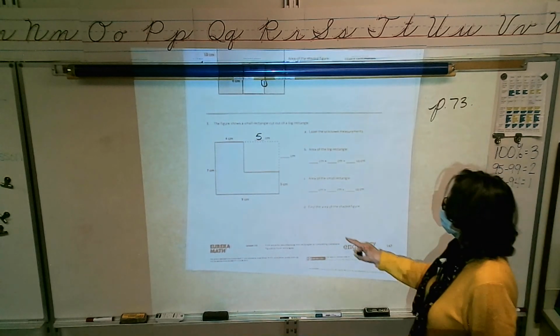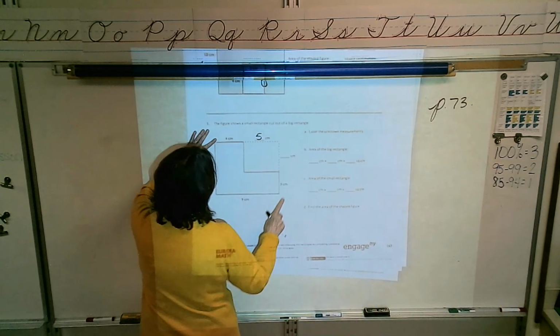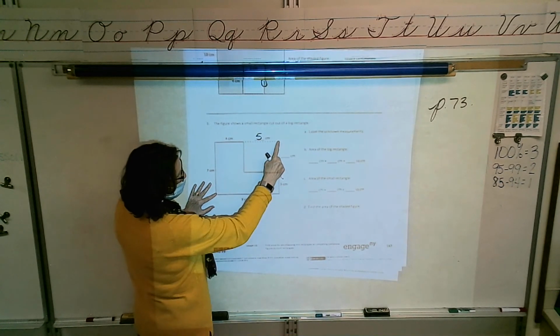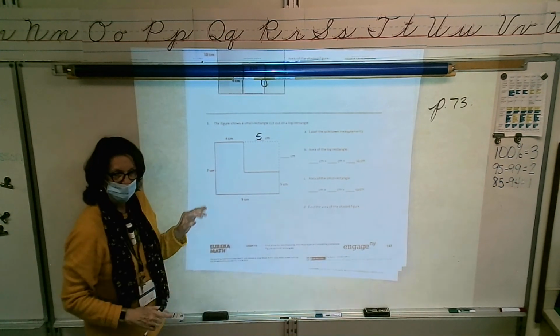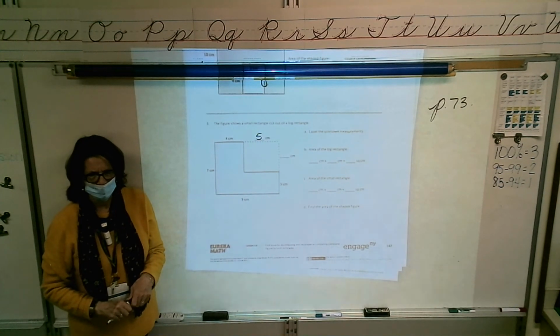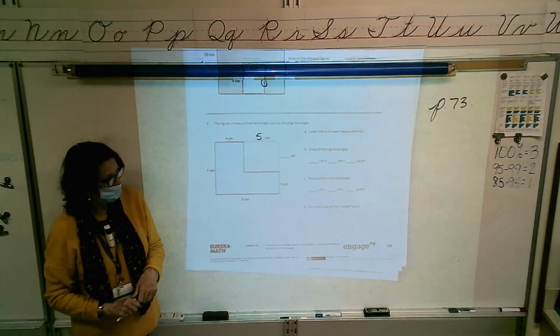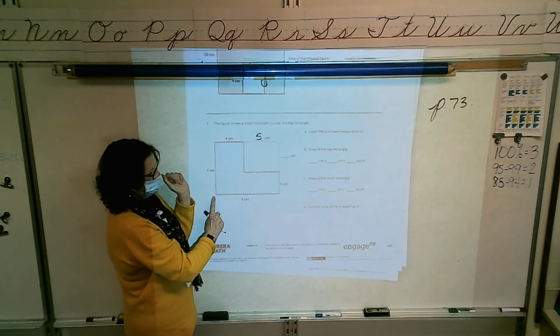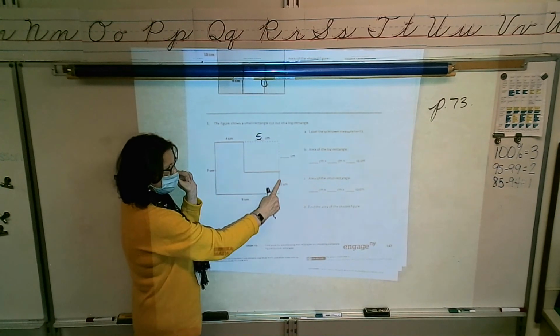Nevaeh, what will this missing side length be? If I know this is 7, then this will be 7. Oh, I don't think so. This whole thing is 7. It will be 5. Why 5? No, it's not. It's this side.